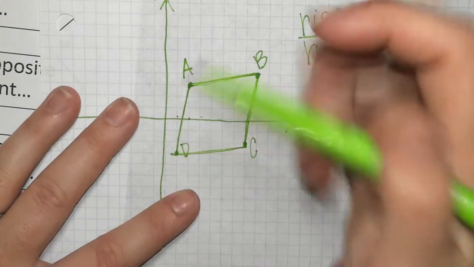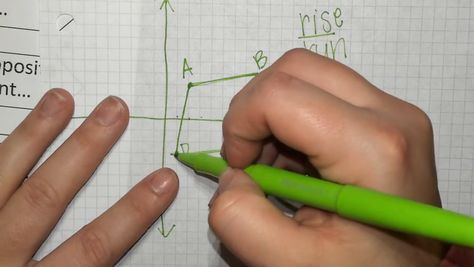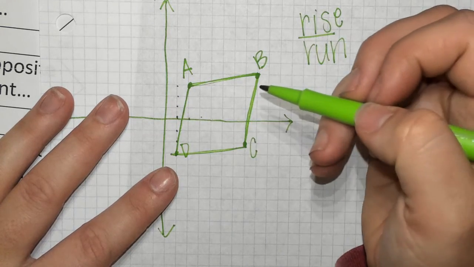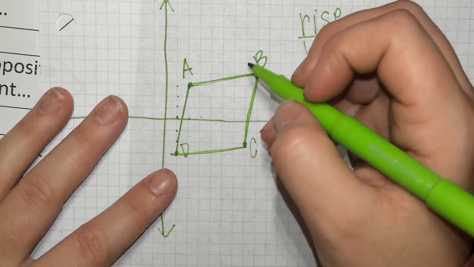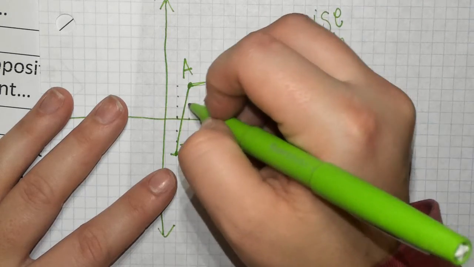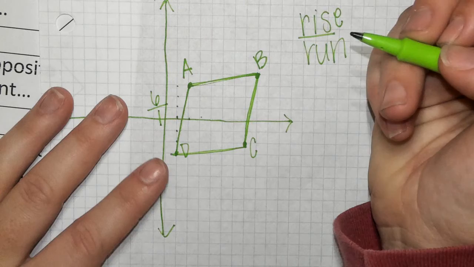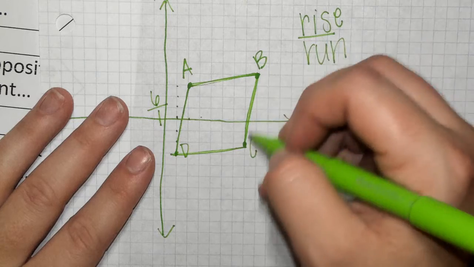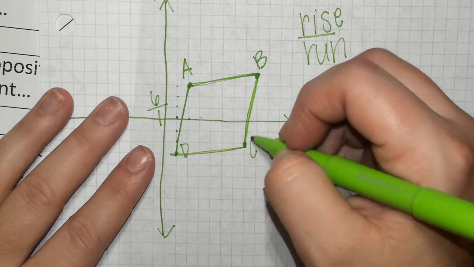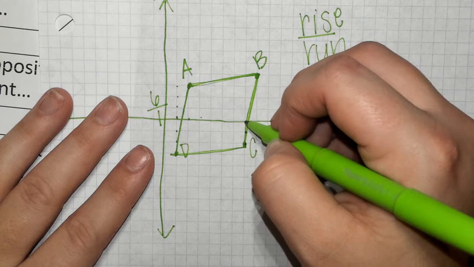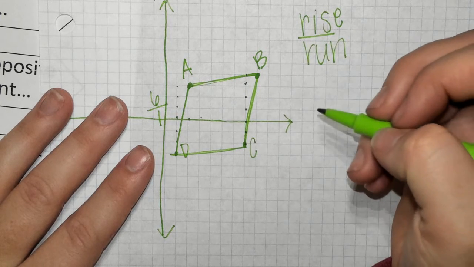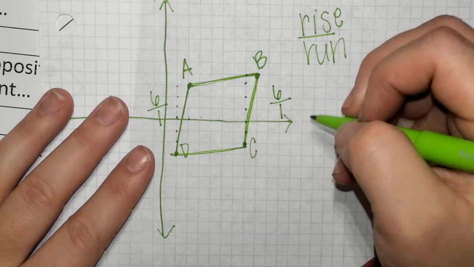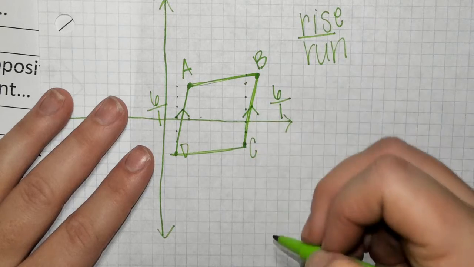So let's find the rise of just AD. Go up how many? 6. And what's your run? 1. Do the same thing over here, because we want both AD and BC to be parallel to each other. So count the rise of BC. What'd you get? 6. And your run is? Awesome. So this is parallel to this.